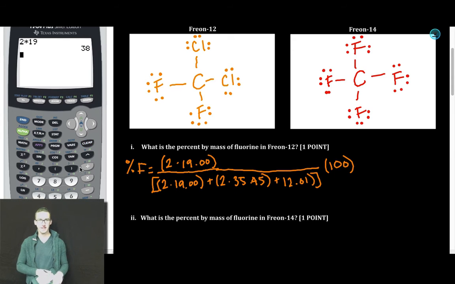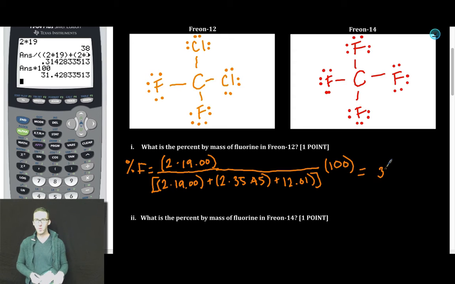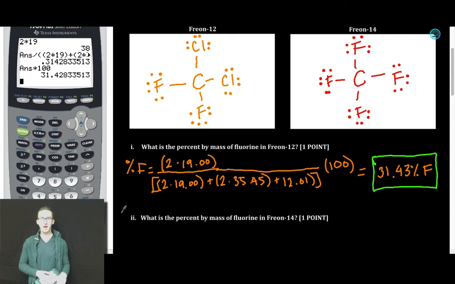2 times 19, answer. Divide by parentheses, 2 times 19, close parentheses, plus parentheses, 2 times 35.45, close parentheses, plus 12.01, close parentheses, answer, times 100. Our percent by mass of fluorine, 31.43% fluorine. Boom.